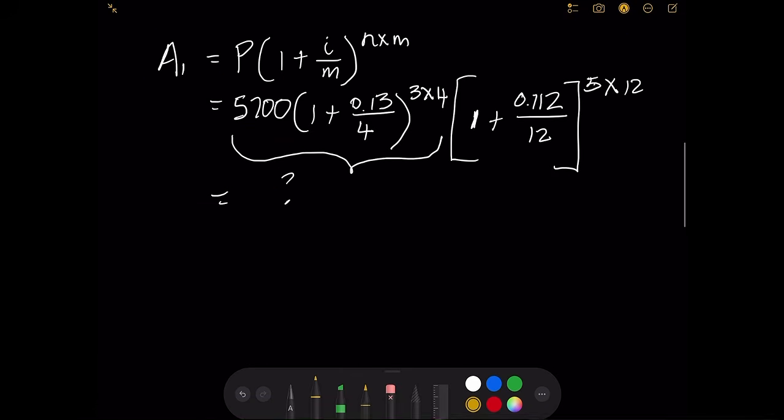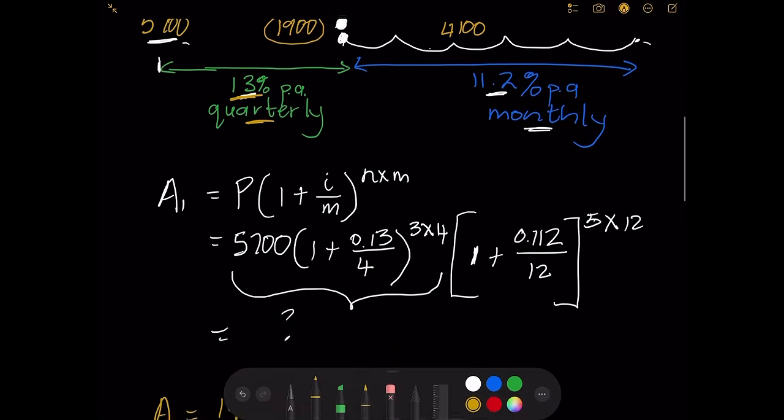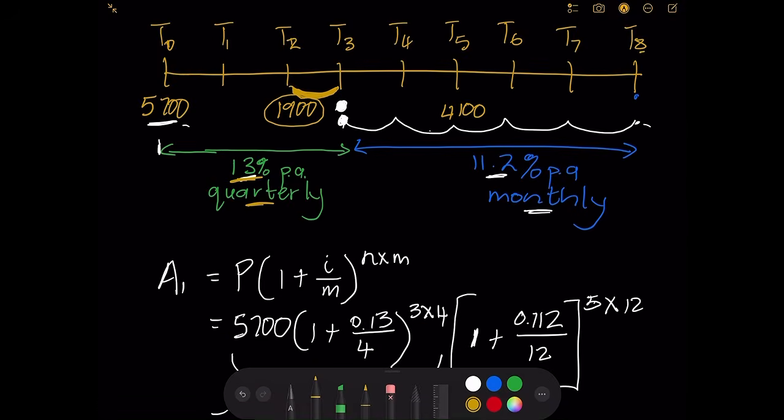So now let's deal with that. So I know my principal amount in this case, that would be the 1,900 this time around. So that would be 1 plus, in this case, my interest rate, still at 13%, 0.13 over 4, multiplied by its 1 year, right? But it's 4 quarters in that year, right? So you would get an accumulated amount at year 3.